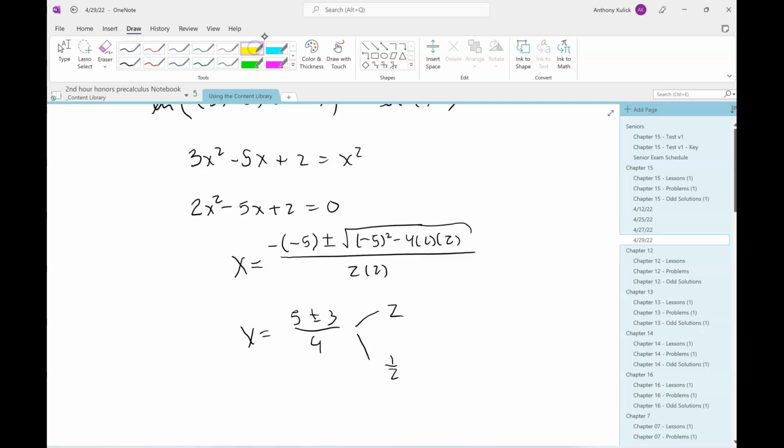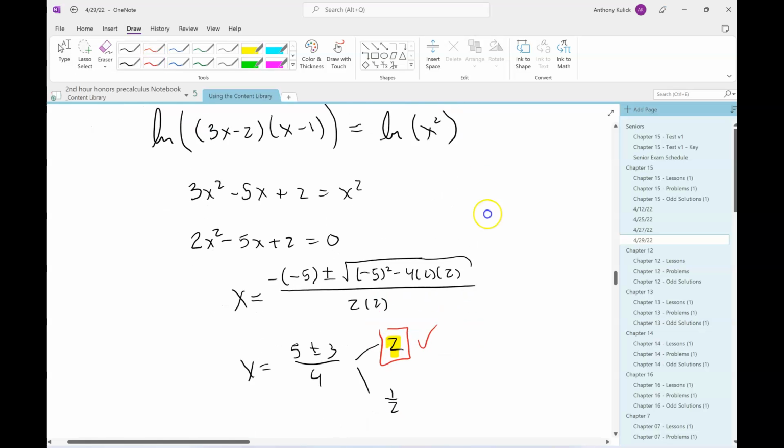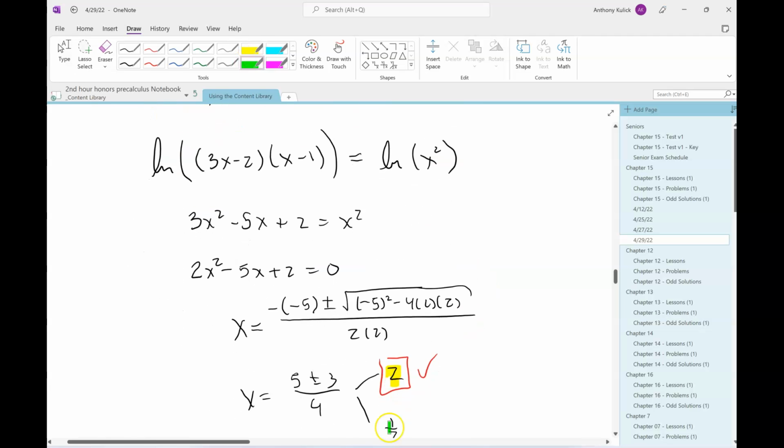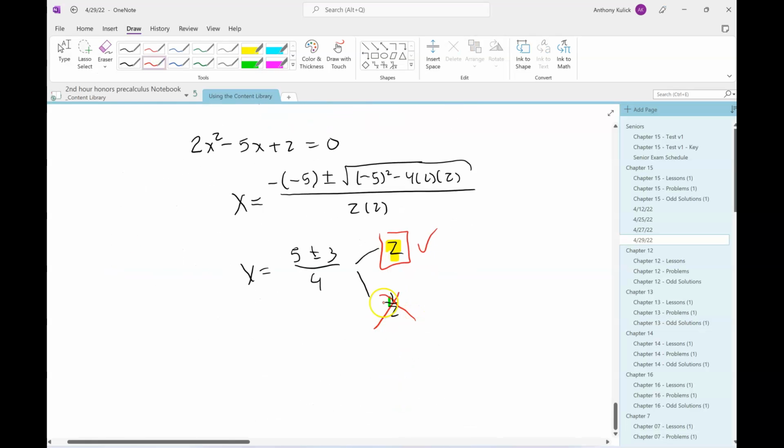Check them. So if I take the 2 and plug in here, 3 times 2 minus 2, positive. 2 minus 1, positive. 2, positive. That one works. If I do the 1/2, I plug into the first one, not positive. So this is, what do we call that? Extraneous. So I have just one solution here, 2.